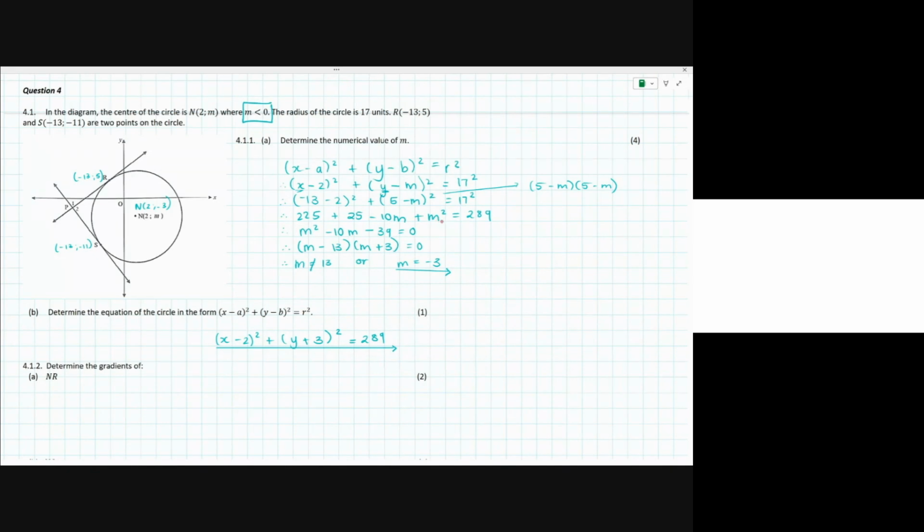So just the mark allocation. Substituting in, what do we substitute in? We substitute in 2 and m, and substituting in your r value, 2 of those 4 marks, getting it into standard form, 3rd mark, getting your value for m, 4th mark. Obviously this one, 1 mark, you're just chucking it into the equation, and that's 5 easy marks on circles.